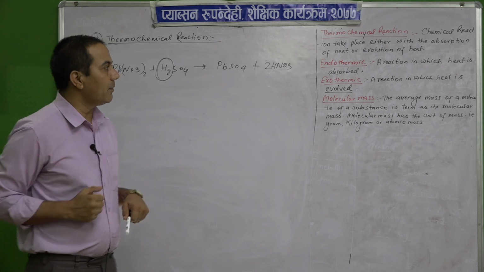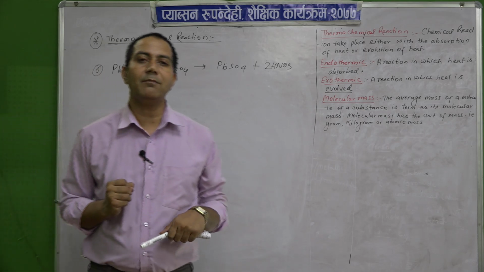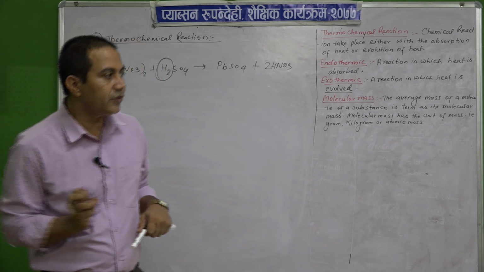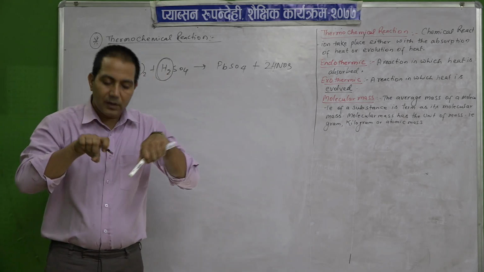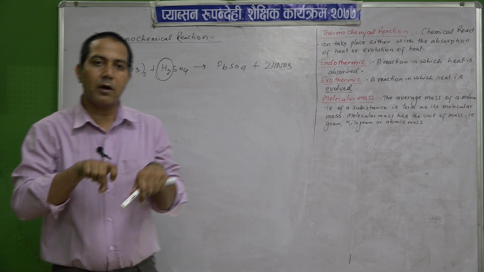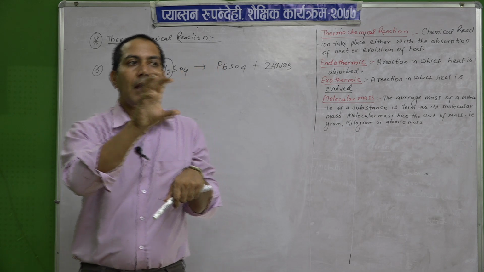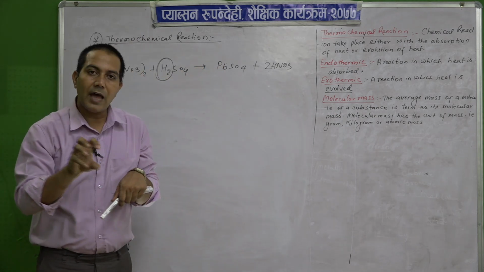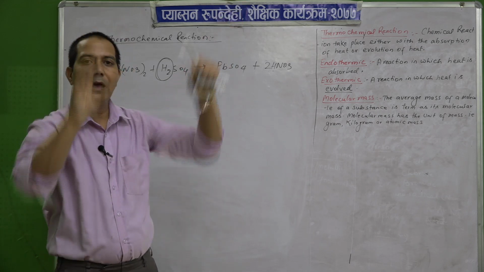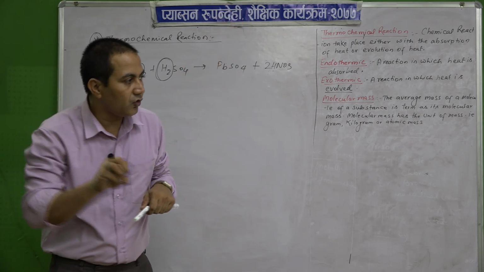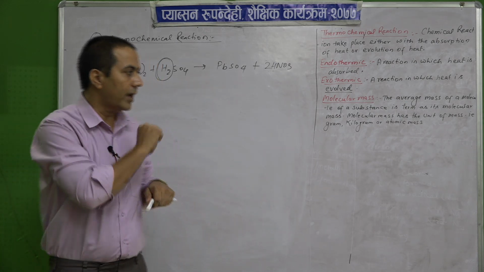Another type of chemical reaction, we will do an example of it, is where heat is released. When the two chemicals start reacting, at that time heat is released, and that type of chemical reaction is exothermic. Exo means outside, moving outside. When heat is released, then it is called exothermic chemical reactions.